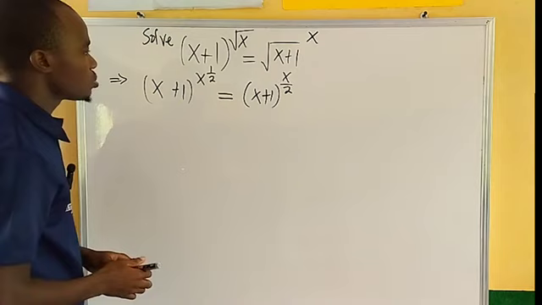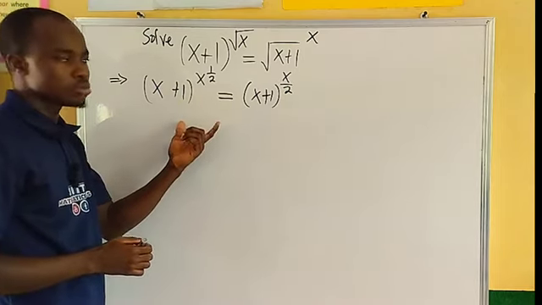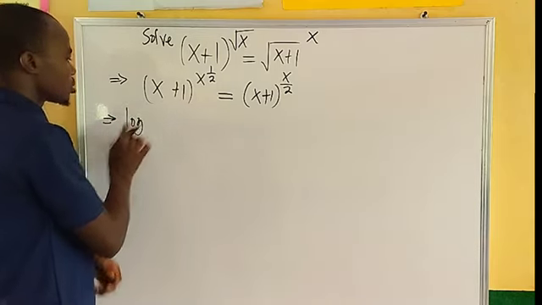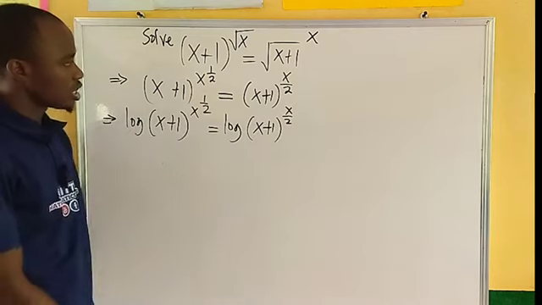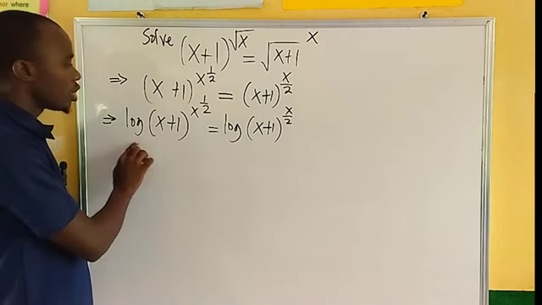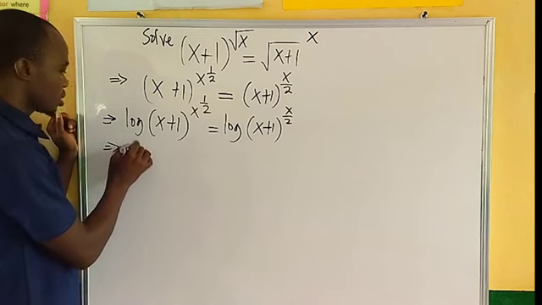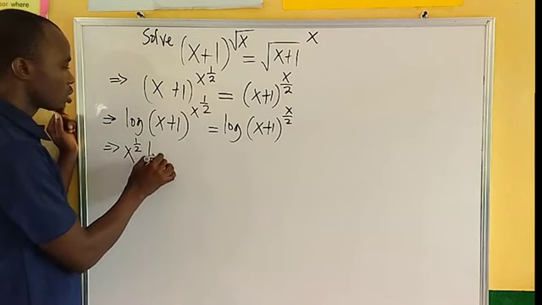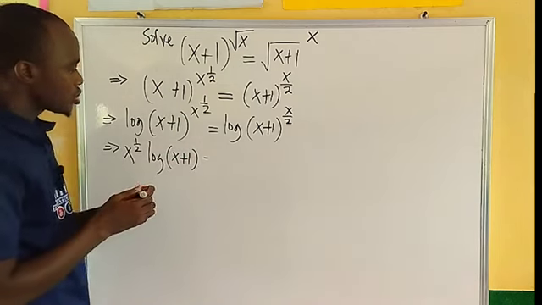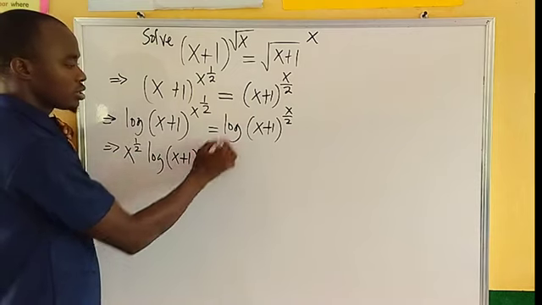So what we are going to do now is introduce logarithm. It can be natural log, but let me use log of base 10. So the next thing I'm going to do, whenever I have log, this power will come down here. I'm going to have x to power 1 over 2, then log x plus 1 equals to, and also I can send this to this side.